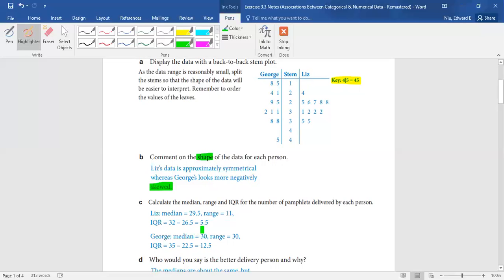And again, if you're unsure of how we got all that, just skip back to chapter 1. For George here, the median is 30 with the same working out. The range is 30 as well, because we've got 45 take away 15. The interquartile range is 12.5.